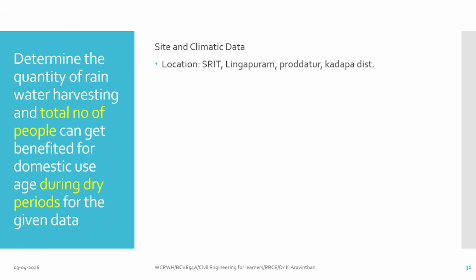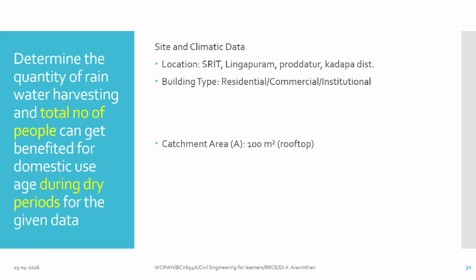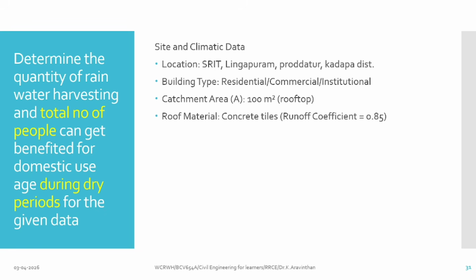Given data, SRIT, the location is SRIT Lingapuram in Kadapa district, and building type is residential, commercial or institutional building. The catchment area is given as 100 meter square, which is rooftop, and the runoff coefficient is given as 0.85. These are the given data. You can assume that this is a flat roof, and the average rainfall which is given as 800 mm, which you can take as 0.8 meter.